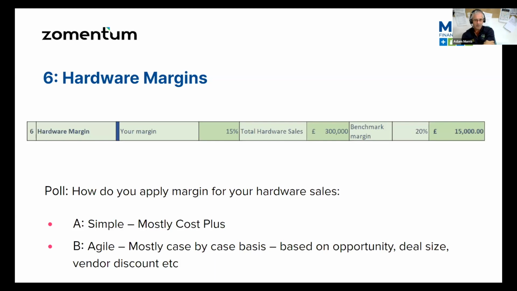Again, in this example, we can see that if your benchmark margin goal is 20%, but you're currently hitting 15, and you're selling 300,000 a year, then that's 15,000 that you're missing out on. Quite significant. I'm not sure there's necessarily an easy answer to this one. Selling hardware, making good margins can be very challenging. But it is something we need to focus on, and not sell ourselves short on.